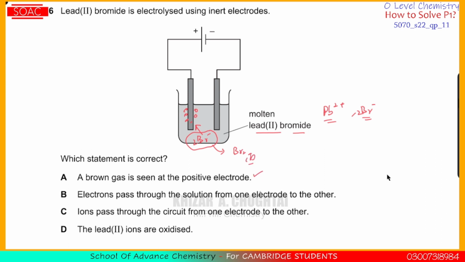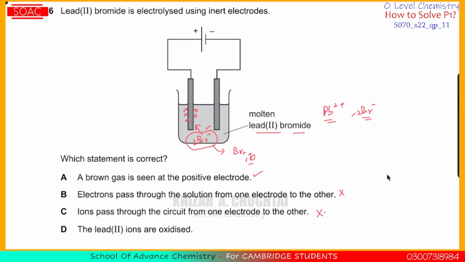So the first one is the correct one. Obviously, the others will be incorrect. Electrons pass through the solution from one electrode to the other? No, they do not pass through the electrolyte solution. The next one is that ions pass through the circuit from one electrode to the other. Ions are not passing through; there is no passage of ions from one electrode to the other electrode.